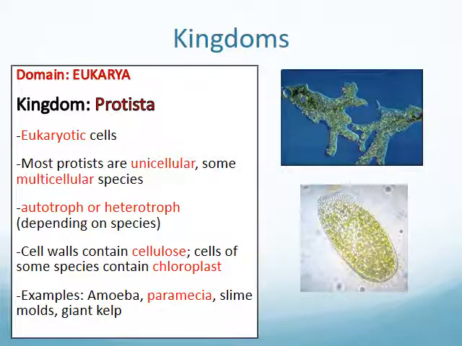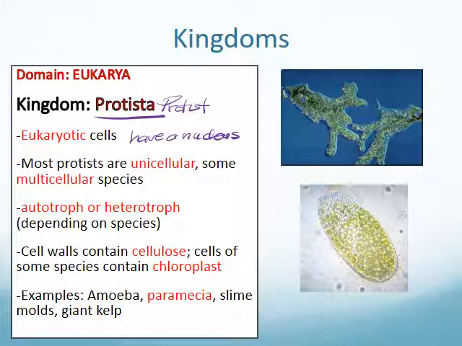Okay, so kingdom Eukarya, we have our Protista, and I said kingdom Eukarya, I'm sorry, domain Eukarya. We have our kingdom Protista, and that's our Protist. Eukaryotic cells, so that means they have what? They have a nucleus, and they're also going to have organelles. Most protists are unicellular. Some can be multicellular. They can be autotrophs or heterotrophs.